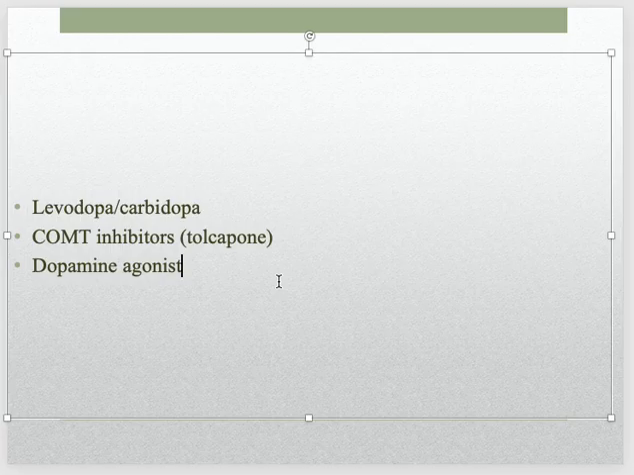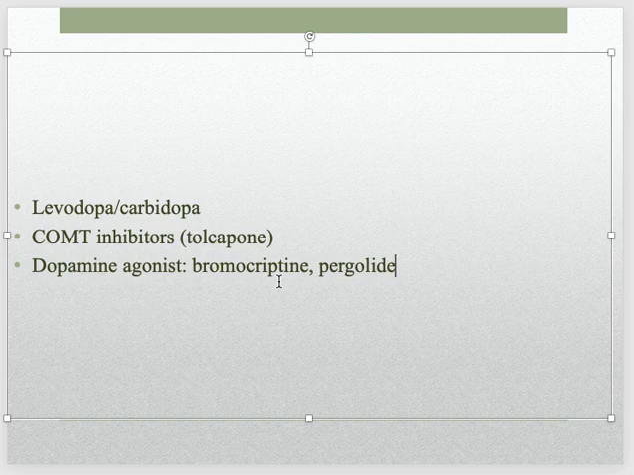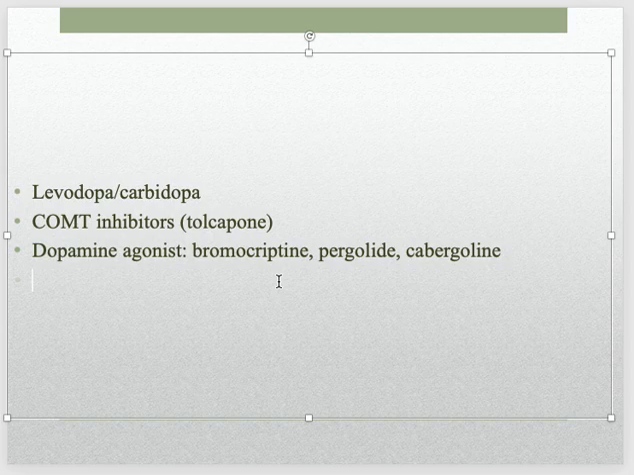There are many dopamine agonists in the market, which act like dopa. For example, the names of the drugs are bromocriptine as well as pergolide. And there are many others: ropinirole is there, pramipexole is there, cabergoline is there, right? Of course, they are all dopamine agonists. Remember that there are a lot of side effects of dopamine agonists, like constipation, nausea, okay?